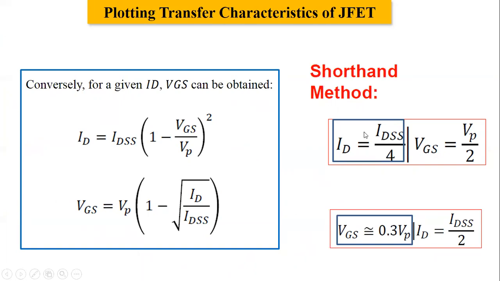And if we try to find out the relation of VGS in terms of ID, we will get VGS equals to VP into (1 minus under root ID upon IDSS). So here, if we put value of ID equals to IDSS by 2, we will get value of VGS nearly equals to 0.3 times pinch off voltage.